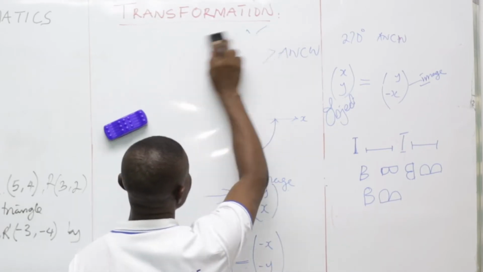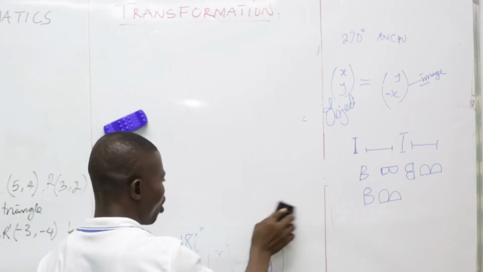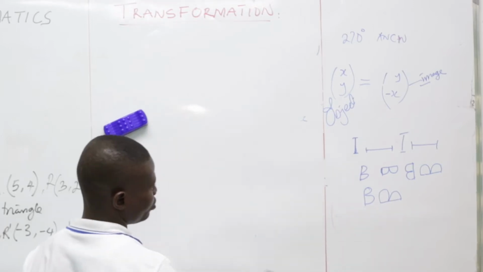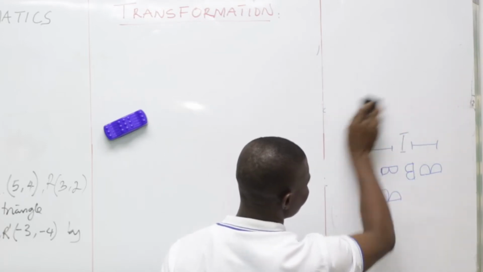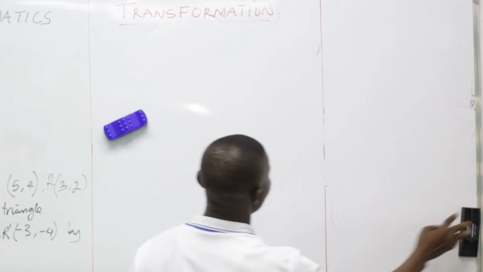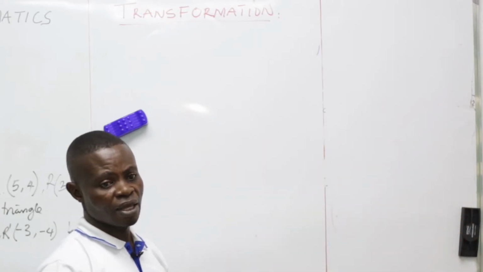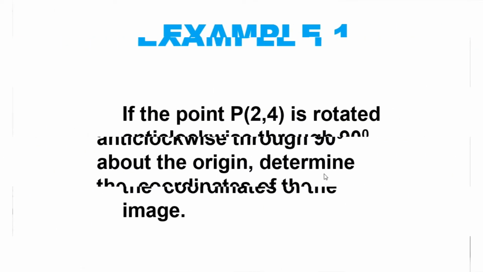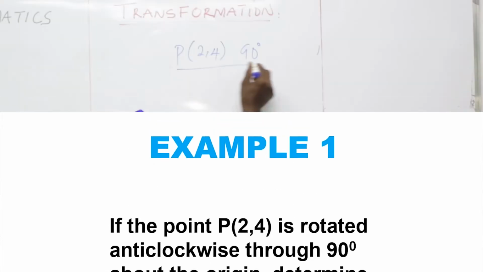We already know the derivation of the formula that we ought to use when it is anti-clockwise rotation. I will also let you know when it is clockwise rotation. It's just the opposite of what you have. So for this object, P (2,4), to be rotated through 90 degrees.